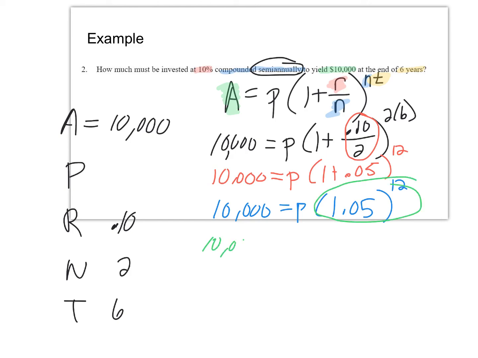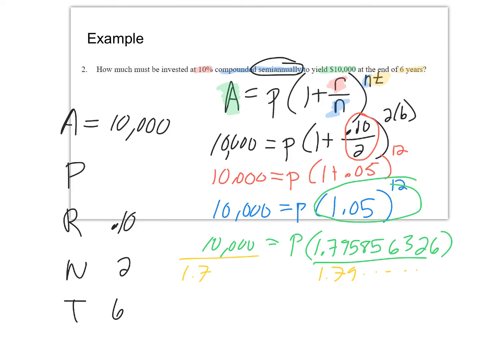So 10,000 equals P times, on my calculator, 1.05 raised to the 12th power is 1.79585626. Now I'm going to keep this in my calculator because my next step, since I'm trying to solve for P, is to divide by this 1.79 and so on. And I'm not going to round. Do not round this right now. We got to keep this whole thing in the calculator.